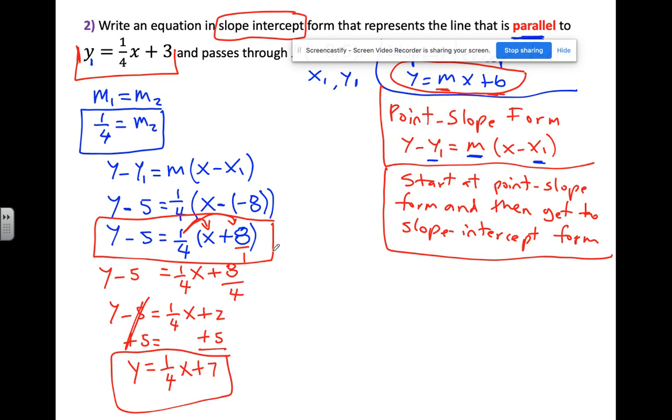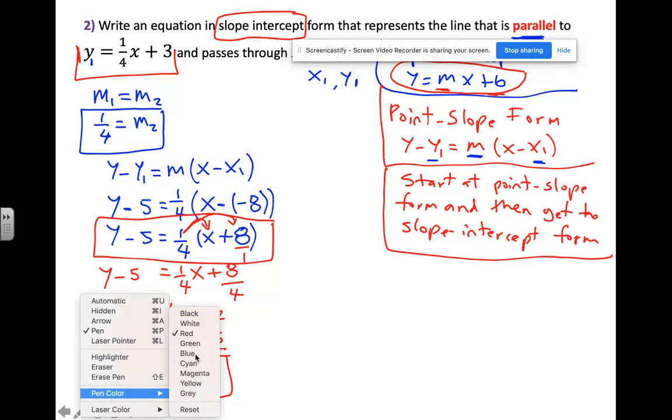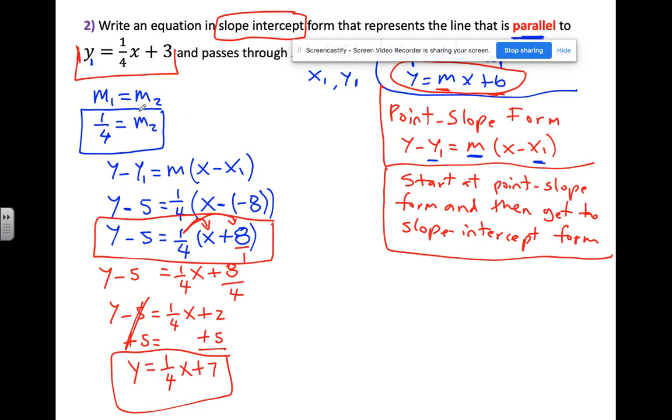Let me just check one thing. Look at the equations. We said that whenever I have parallel lines, my slopes are the same. This is the slope of this equation, I'm doing the top, okay? And look at the bottom. This is the slope of the second equation, which they're the same. So two parallel lines have the same slope.